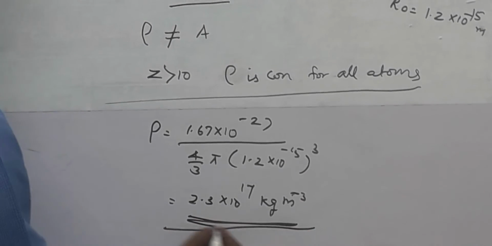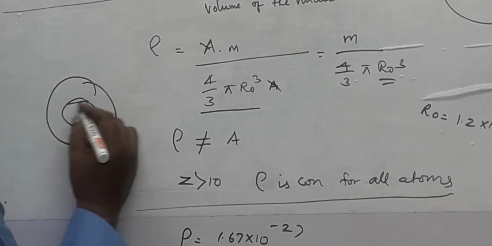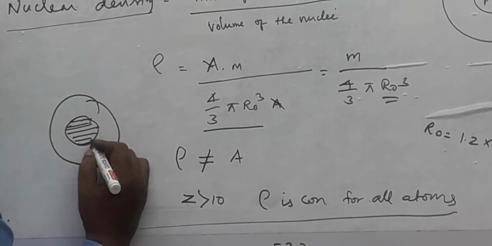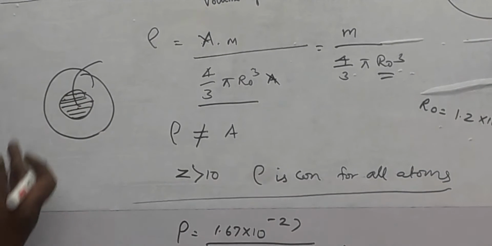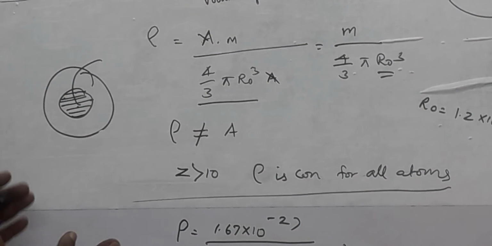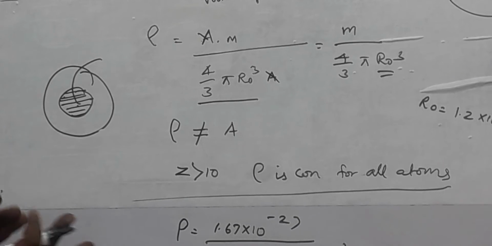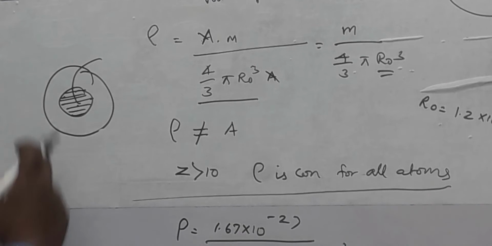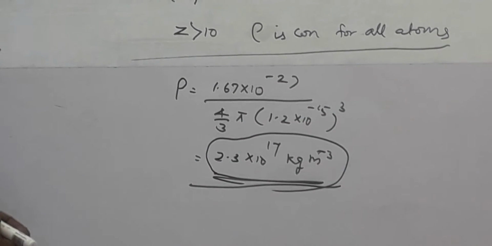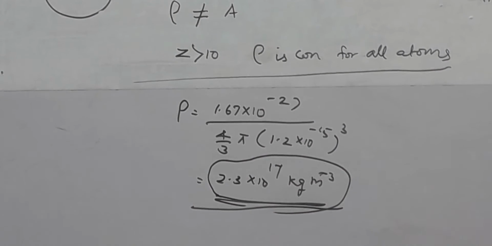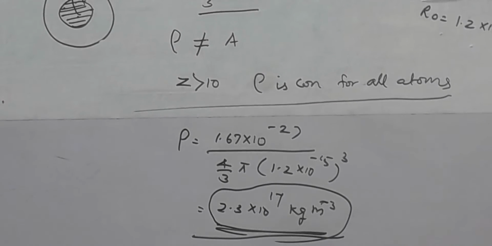This shows that within the nucleus there may be a large number of particles available, the density is high. That's why all nucleons are packed together tightly, bound inside the nucleus. It represents the value of 2.3 into 10 power 17. Each and every particle is very close to each other. That is the most important concept.